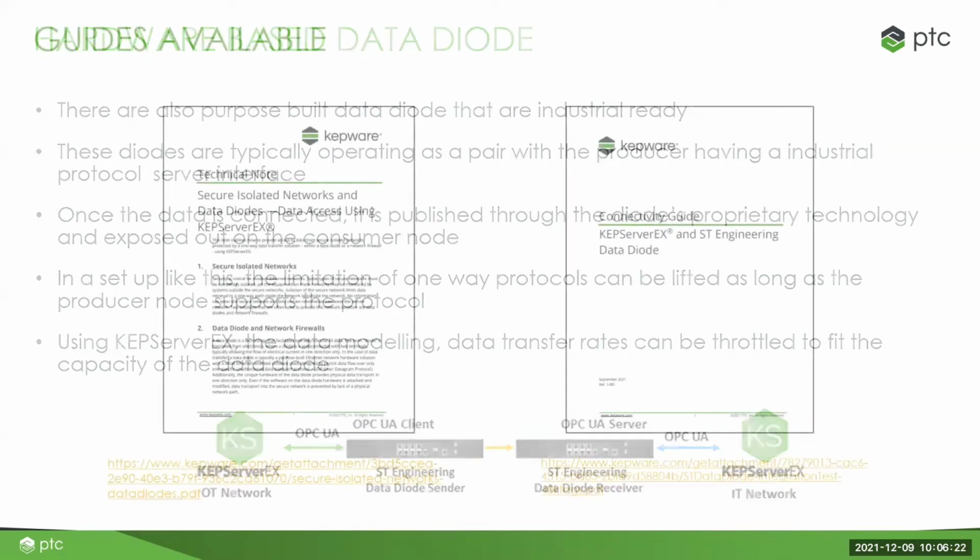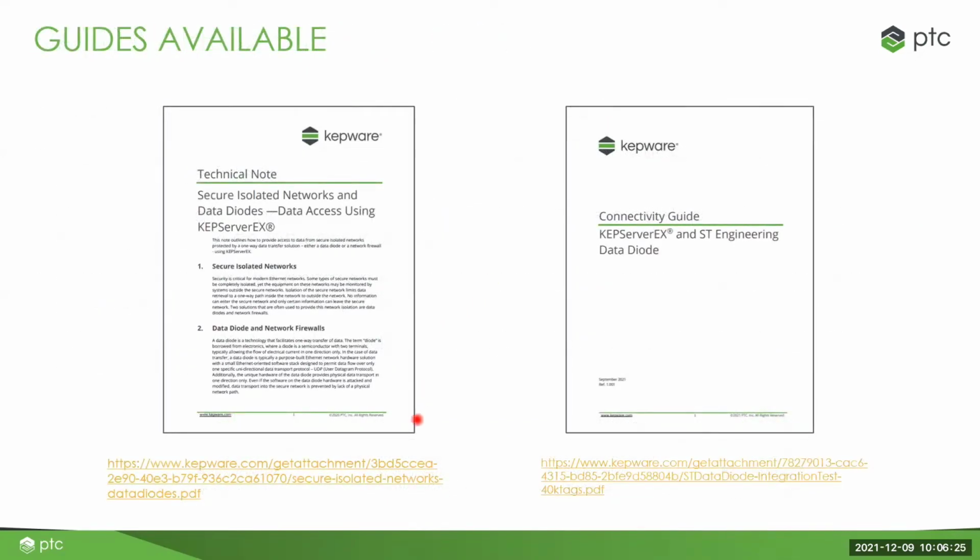In terms of data diodes, we have two documents right now on our web. We have a white paper that talks in general about the kinds of data diodes out there, firewalls and network segmentation, as well as the EGD driver that I talked about in the earlier section. On the other hand, we also have a connectivity guide developed between us, Kepware and ST Engineering. So we have a configuration guide for that. If you're buying a diode from ST Engineering today, you can download this guide and follow it to quickly get your system up.